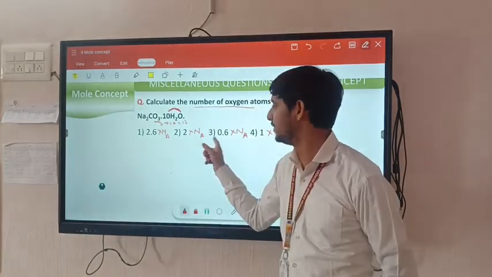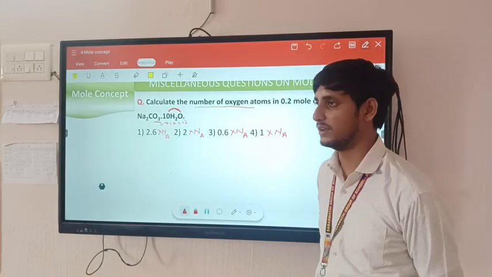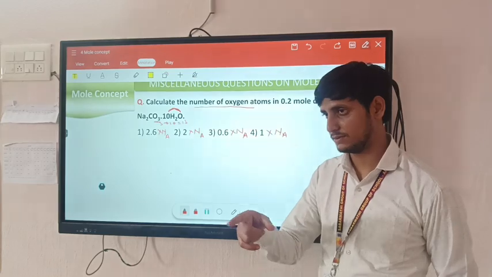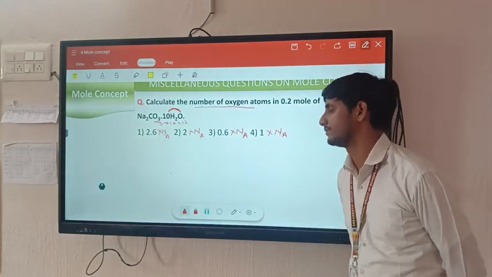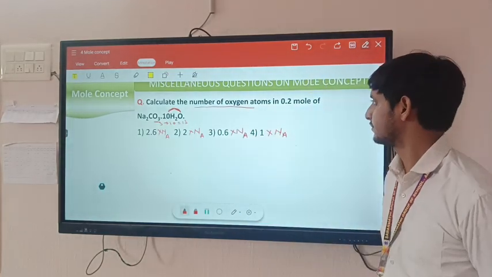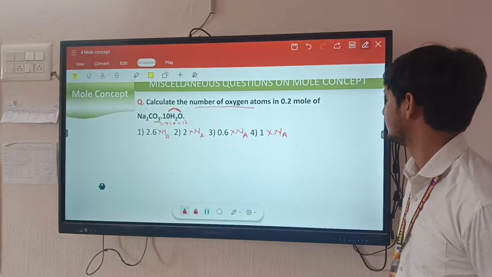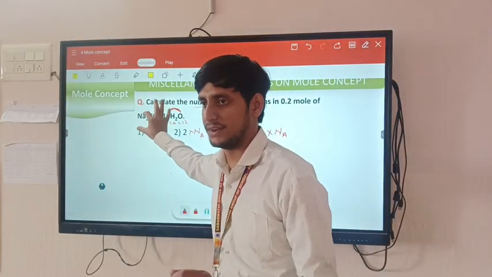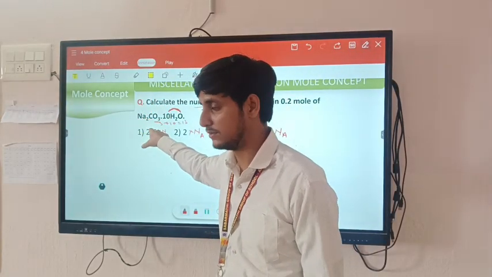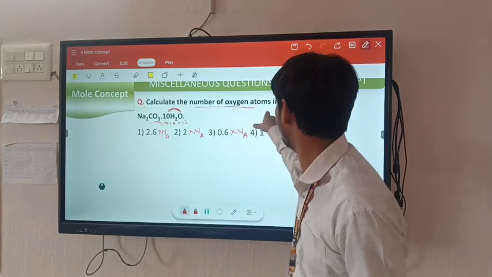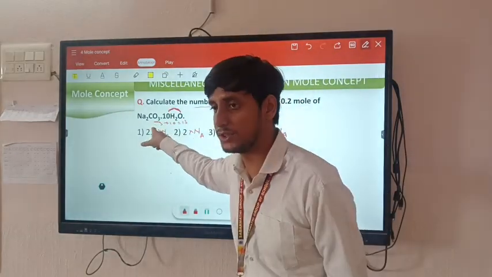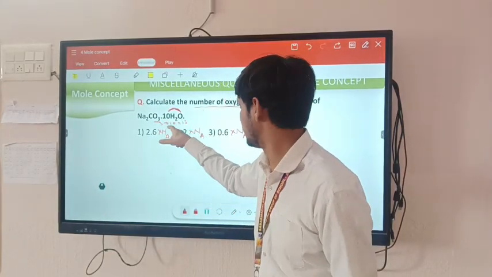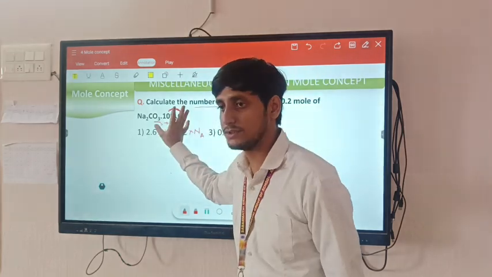Answer: A, B, C, D, options 1, 2, 3, 4. The answer is 2.6. A 0.2 mole is given of this molecule, for oxygen atoms. Calculate the number of oxygen atoms in 0.2 mole of Na2CO3·10H2O. Now the total number of oxygen atoms.